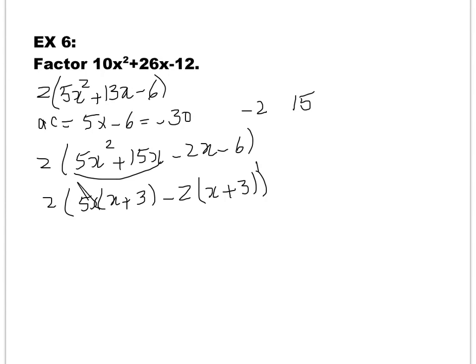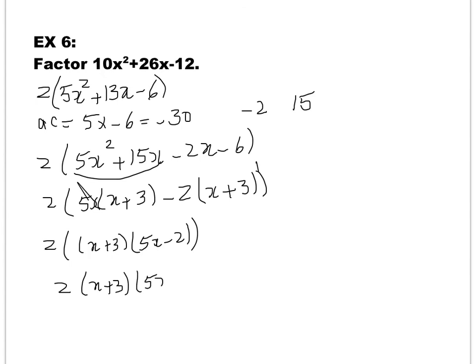Now x plus 3 is common, so I can take x plus 3 out, and then I get 5x minus 2. Or I can write this one as 2 times x plus 3 times 5x minus 2. So that's going to be my final answer.